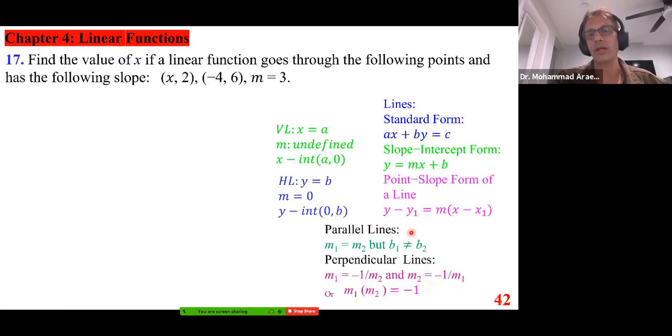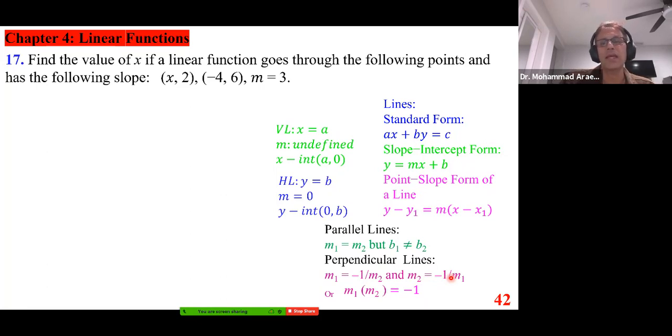Two lines are parallel, they have equal slopes and different y-intercepts. Two lines are perpendicular, that means they make a 90-degree angle at the point of intersection, then their slopes are negative reciprocals. You can multiply them and you get -1, or you can say m sub 1 is -1 over m sub 2, and m sub 2 is -1 over m sub 1.